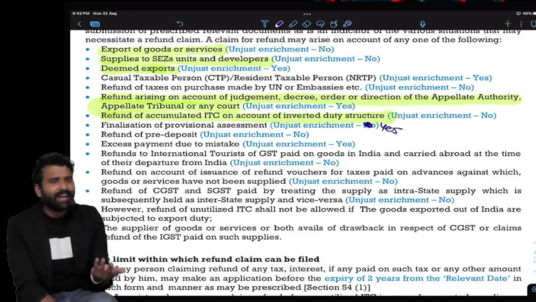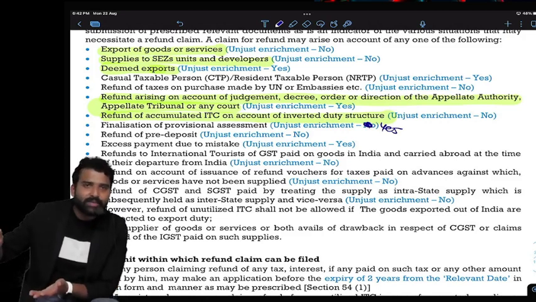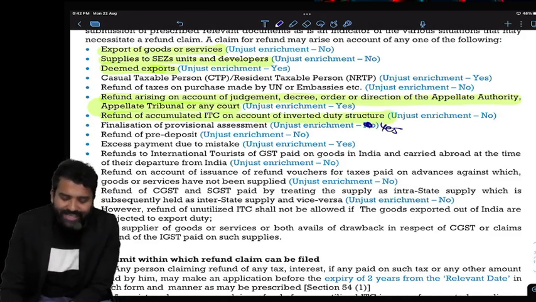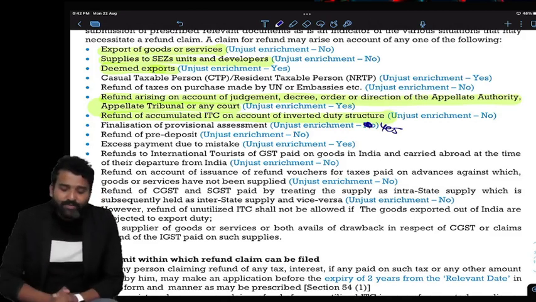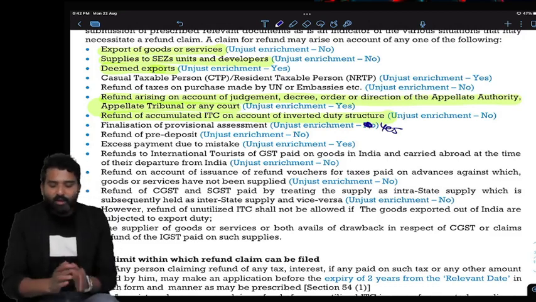And again, there was no sale. The sale doesn't happen. So there is no customer to pass on the burden, and therefore no requirement of any unjust enrichment. Next one is refund of CGST, SGST paid by treating intra or inter.